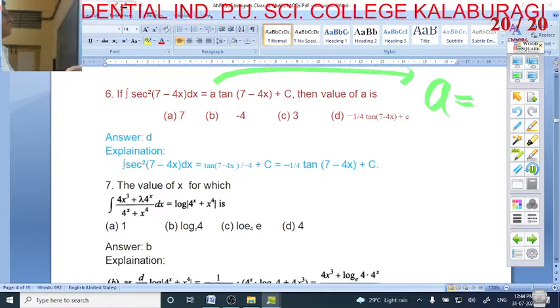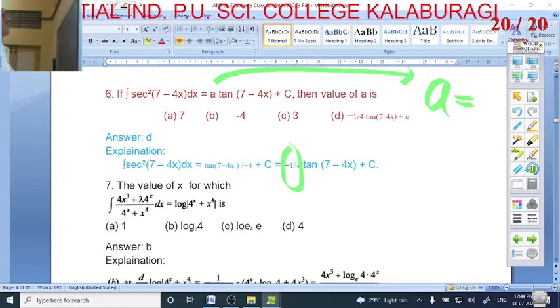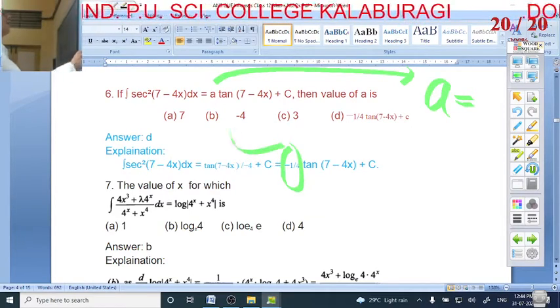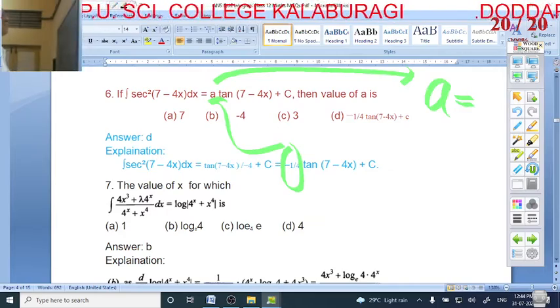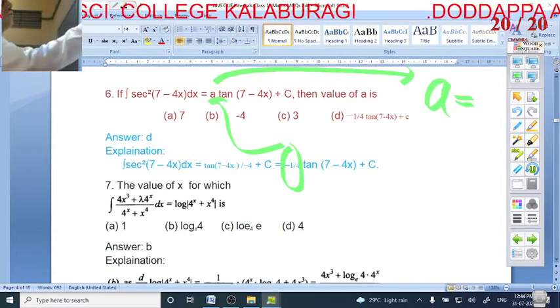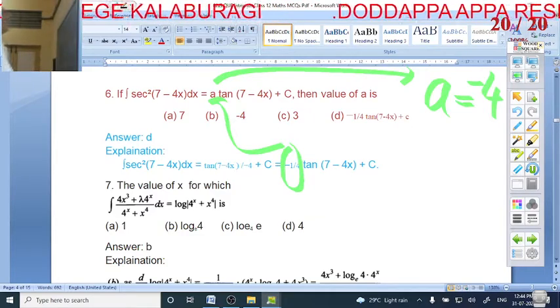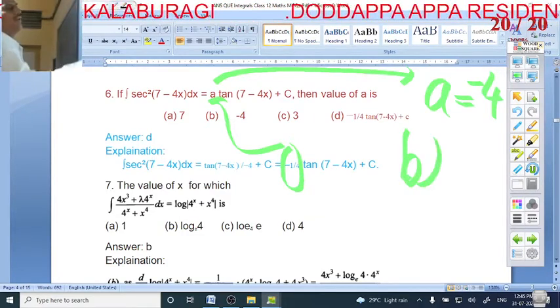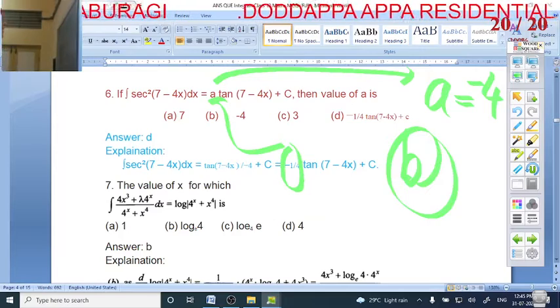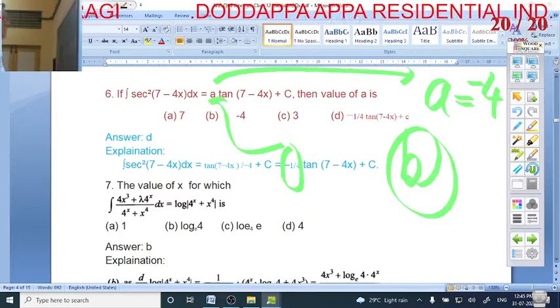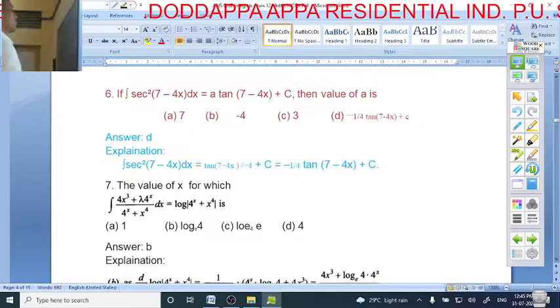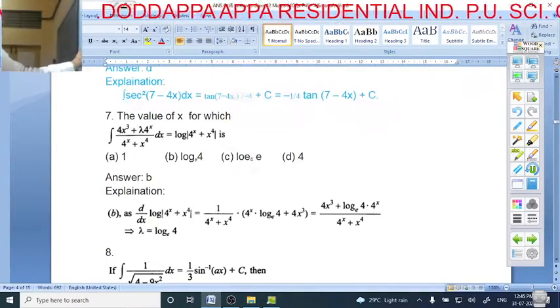So in other words, minus 4 will be the a value. Hence a is equal to minus 4. A is equal to minus 4 will be the constant, and that will be the second option. Therefore, like this they ask and we have the answer also. Come to the next interesting example.